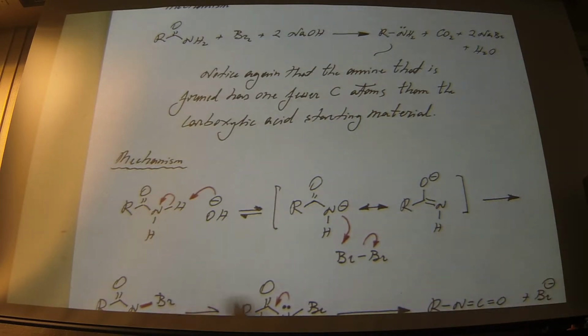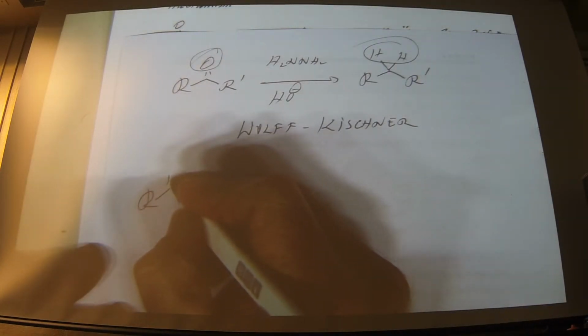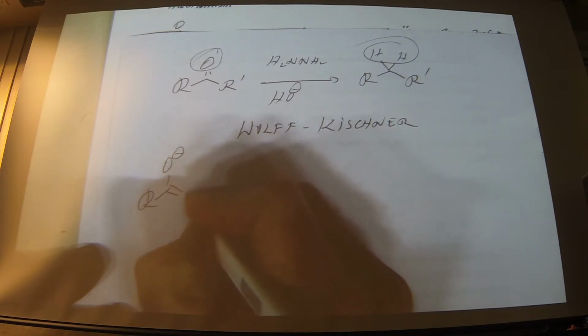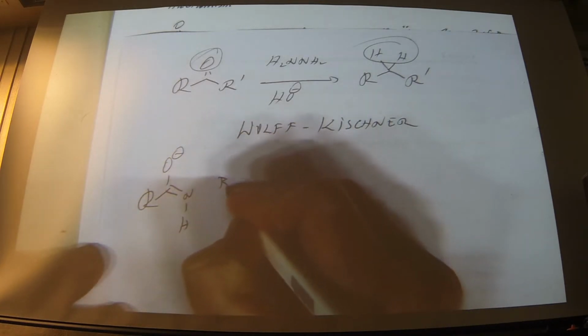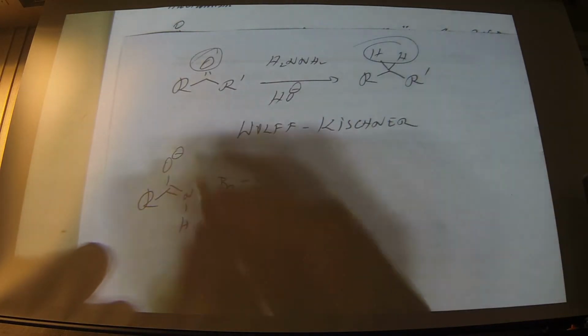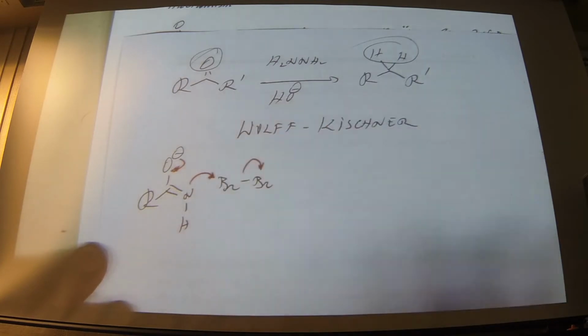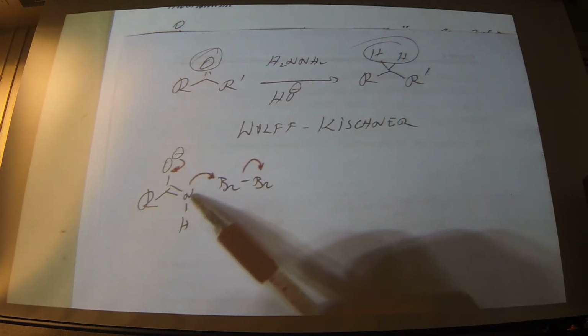So if I add bromine to that, I will get the expected N-bromination. If it was carbon, the bromination would take place on carbon. But because I have nitrogen, let's just draw this resonance structure. If I have bromine, which is a good electrophile, then I can imagine that reaction taking place to give me a nitrogen-bromine bond and Br minus.